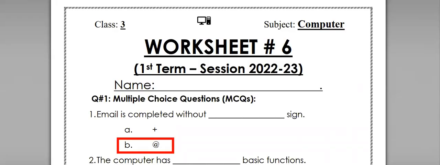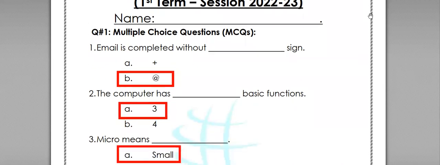Now it's worksheet number 6. The first question is a multiple choice question, where you have to select the answer by circling it or making a square box around the right answer. Email is incomplete. Email is not completed without the dash sign. So there is a minor correction in point number 1, and that minor correction is: email is not completed without which sign? Without the at the rate sign.